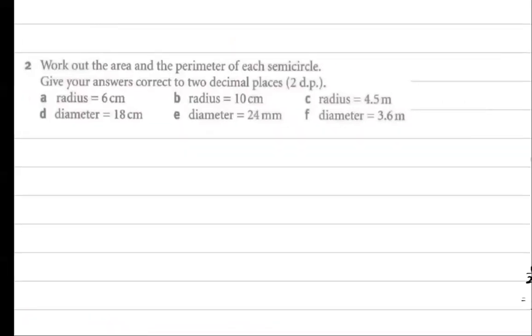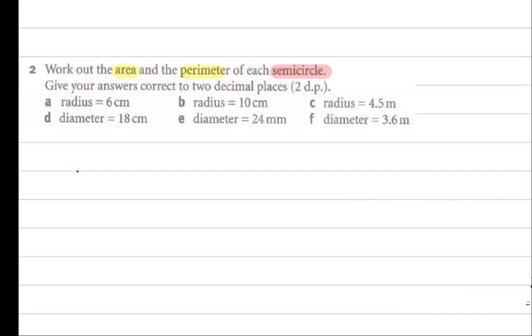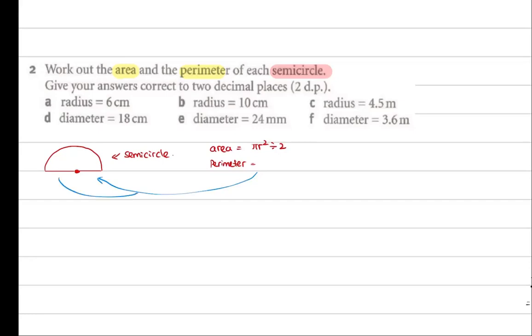Question number 2, work out the area and perimeter of each semicircle. So trick question here for semicircle, you need to identify that there's a center of the circle, you got your radius here, you got your radius here, 2 radii makes 1 diameter. This is a semicircle. Area would be pi r squared divided by 2 because it's just half a circle. However, perimeter is a little bit different. Perimeter, we need to calculate 2 things. This one here, as well as this one here.